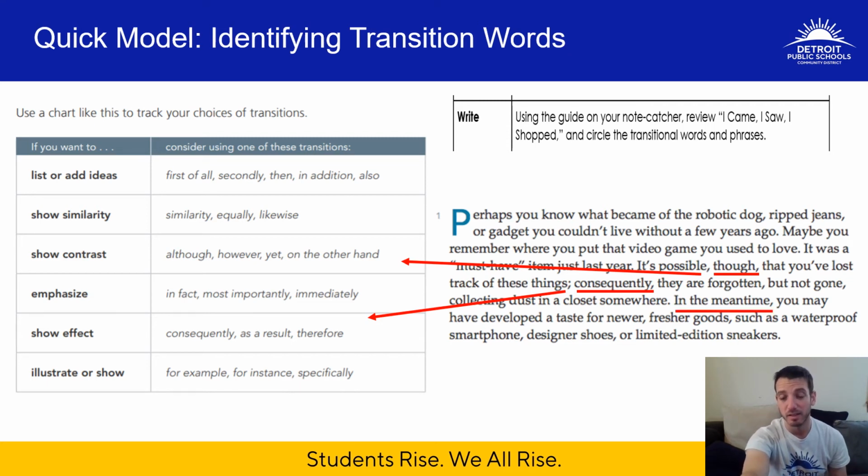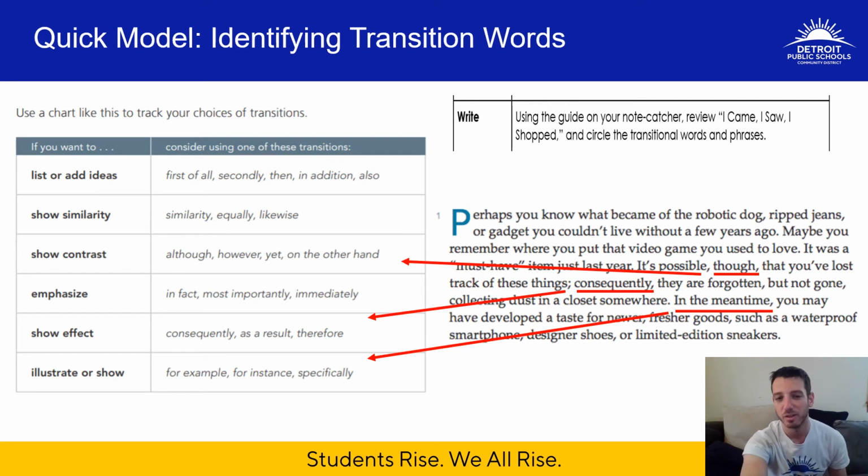There are two that I found here. First is the phrase "in the meantime." So this is a little bit tricky. It's actually an illustrator show transition phrase, but typically it could be its own category, like a time transition word. But for the purpose of this activity, it actually matches closest with the illustrator show.